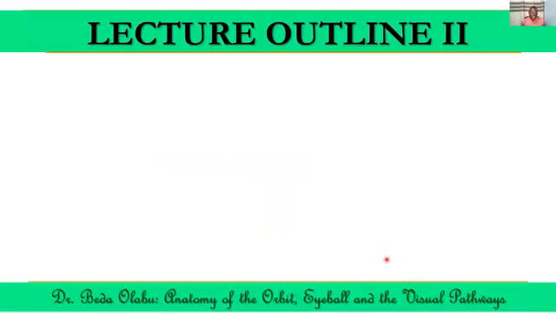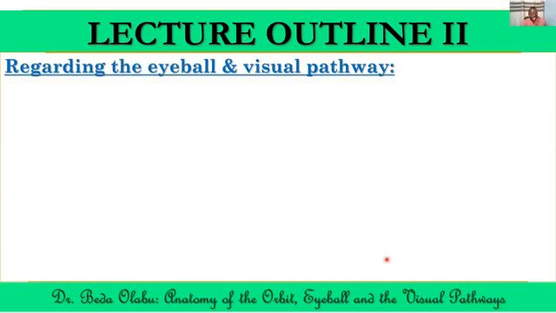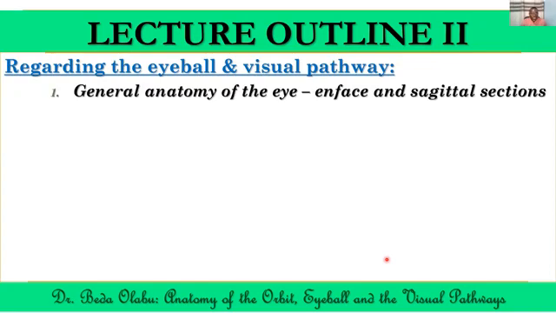So that summarizes the first part of the lecture on the orbit itself. The second part of the lecture, which we are not giving here because I've already given it and I'm going to give the link, focuses on the eyeball itself and the visual pathway. It talks about the general anatomy of the eye, as you see it end-on or even in sagittal section. And in that sagittal section, it talks about the layers of the eyeball.